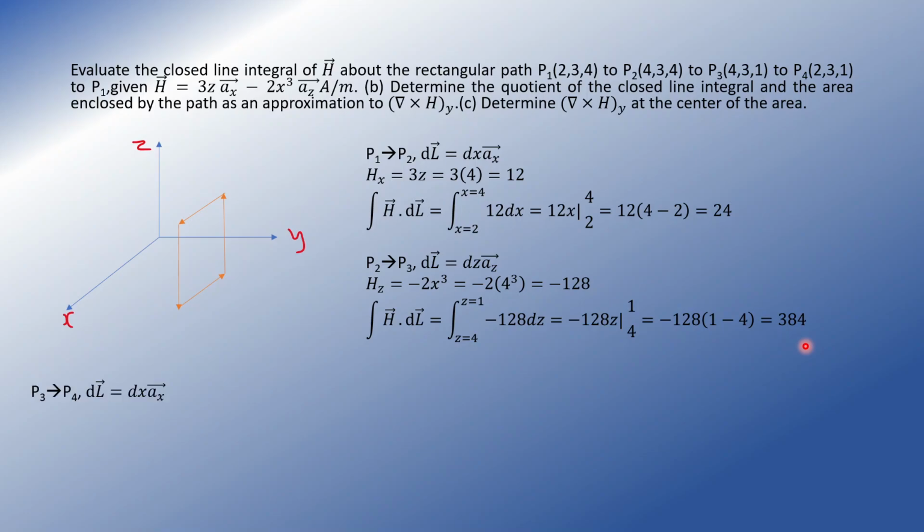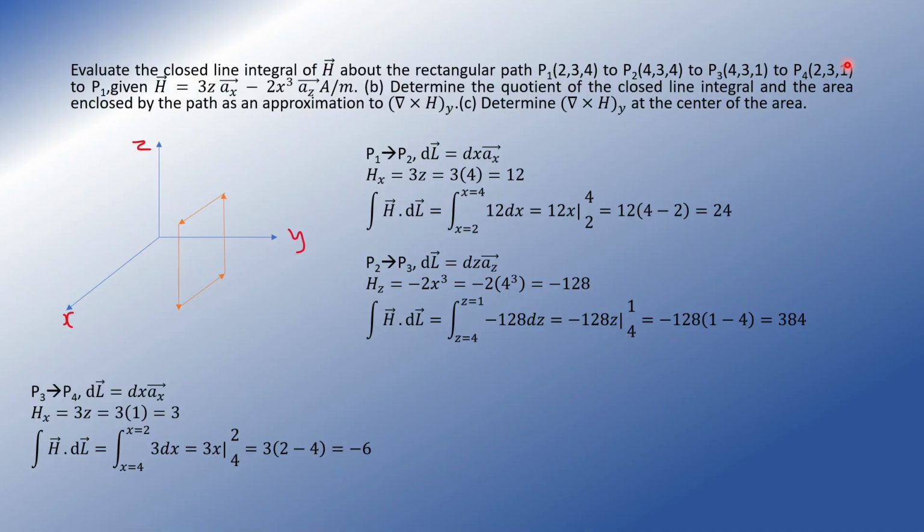Moving forward, we have to find the line integral now for the third line, that is P3 to P4, where once again it is in the x direction and only the Hx component we have to consider, which is 3z, but the z value now for the points P3 to P4 is 1. So we substitute that value and we get it. So the closed integral will be as shown in the screen. So I suggest you people to pause the video and rework it in your calculators and get the answer.